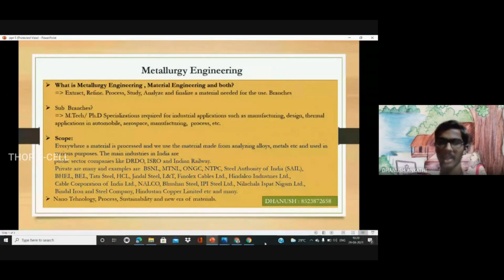I can give more context to those already studying material engineering or metallurgical engineering. You can contact or message me on that number. Presently in our Telangana state, only two institutions offer this branch: JNTU Hyderabad and MGIT in Gandipet, I guess.